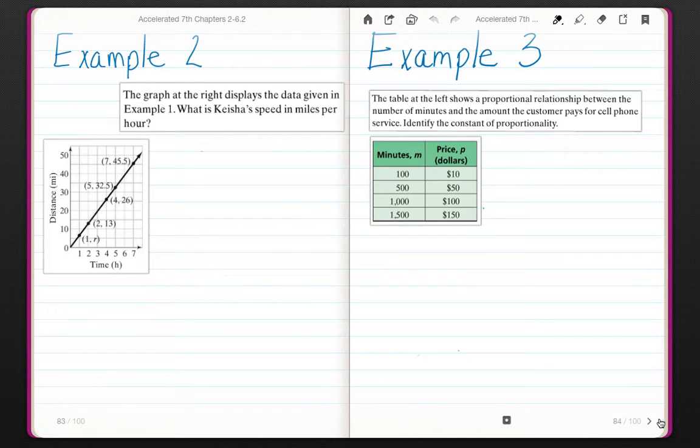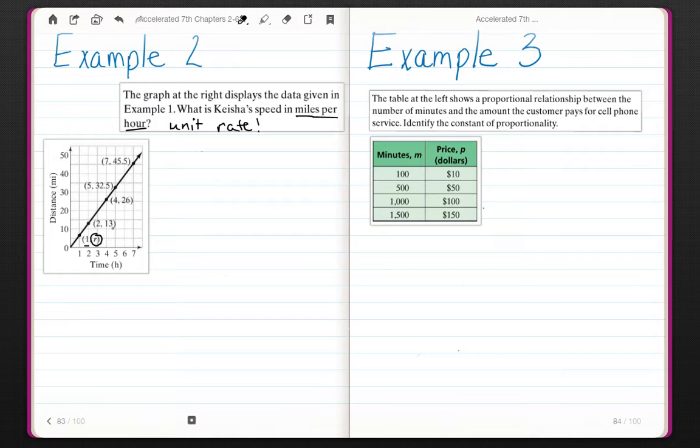So we graphed Keisha's speed in miles per hour, and the graph at the right displays the data given in example 1. So what is Keisha's speed in miles per hour? So this miles per hour, this is a unit rate. Miles per 1 hour. Well, I see down here they gave us R as our distance. Time is on my x-axis. Time is 1 hour, this point right here. But what is the distance? So how can we find it?